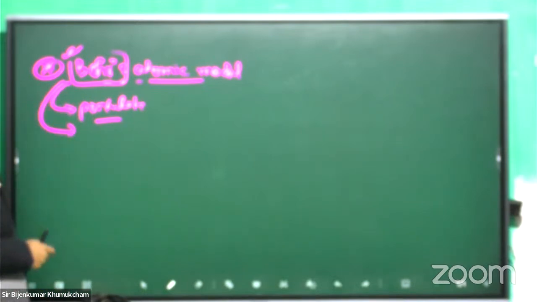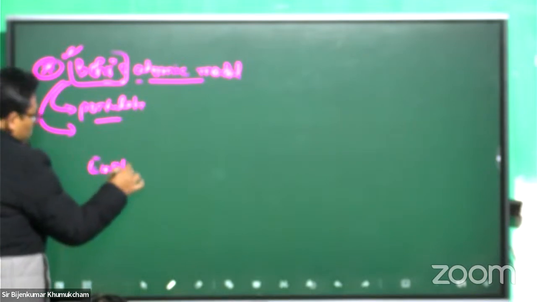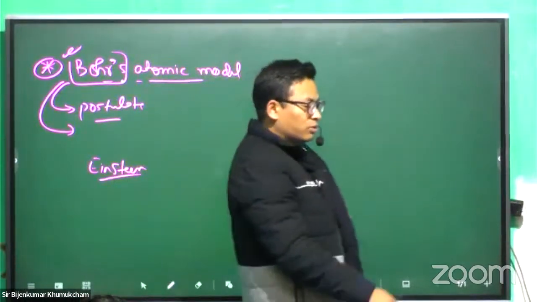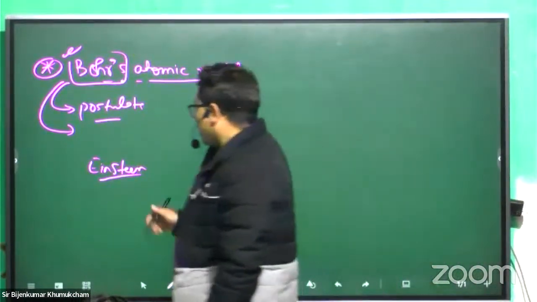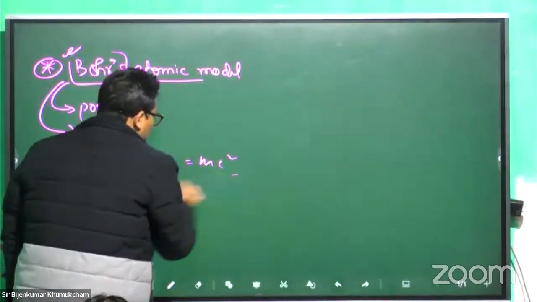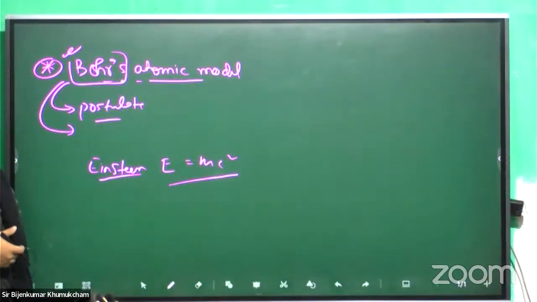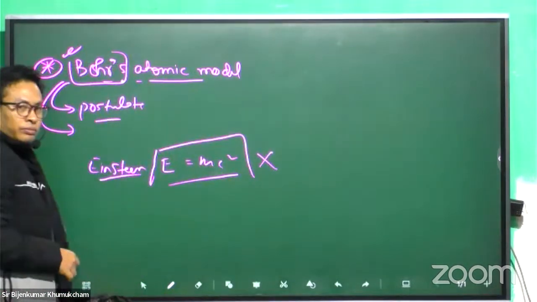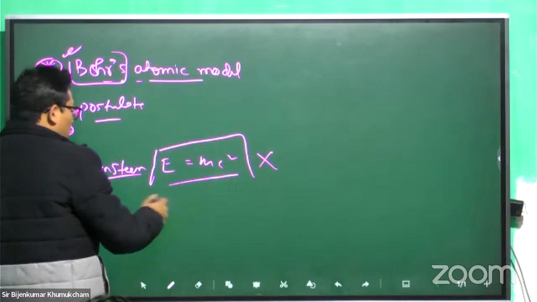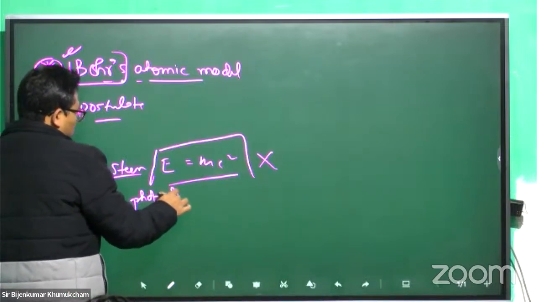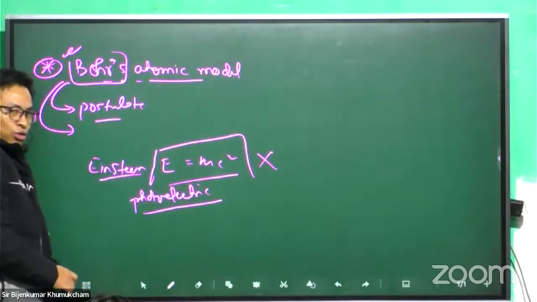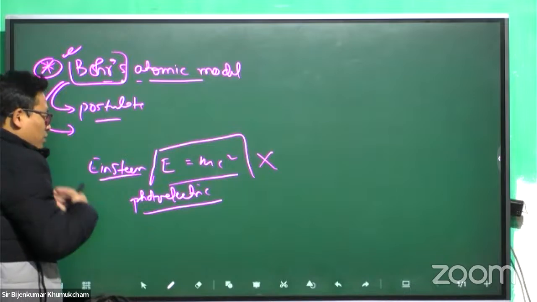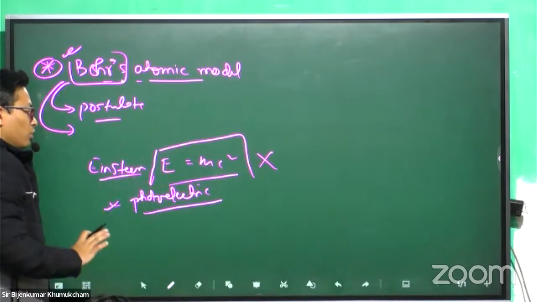Take Einstein and his Nobel Prize. Einstein is quite popular for his equation from the theory of relativity, E equals mc squared, the mass-energy equivalence. However, he didn't get the Nobel Prize for this equation. The Nobel Prize was for the photoelectric equation, the dual nature of matter and radiation.